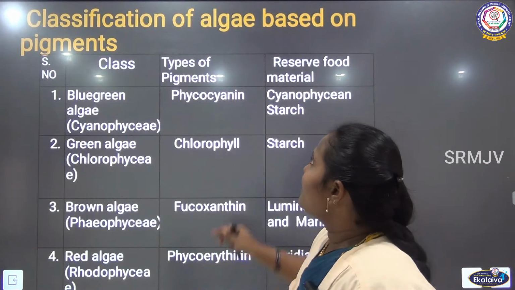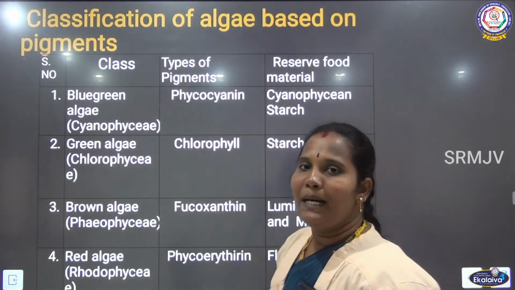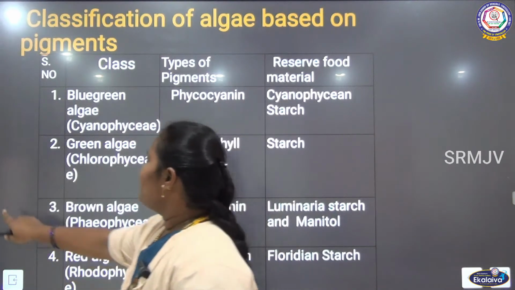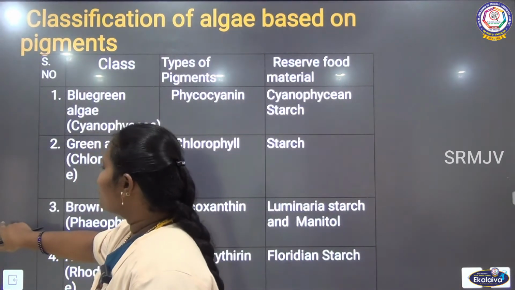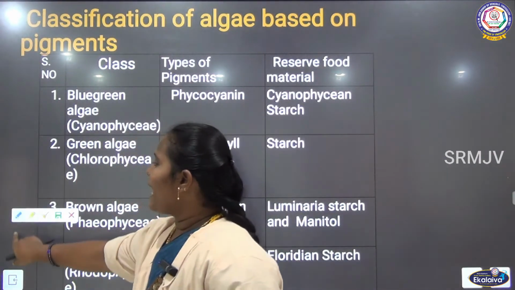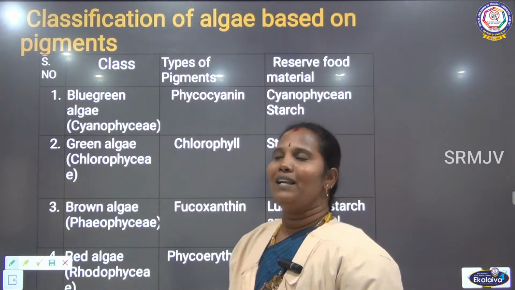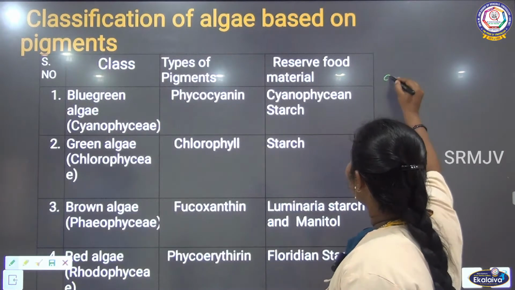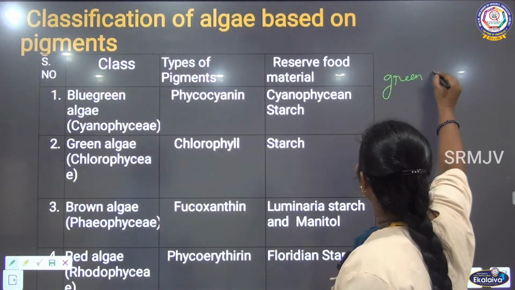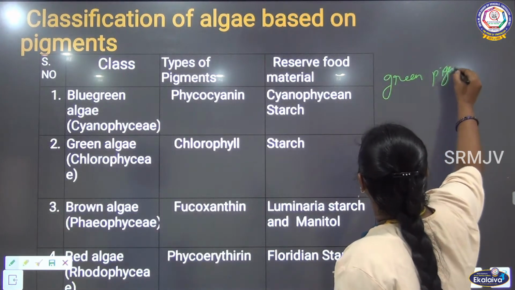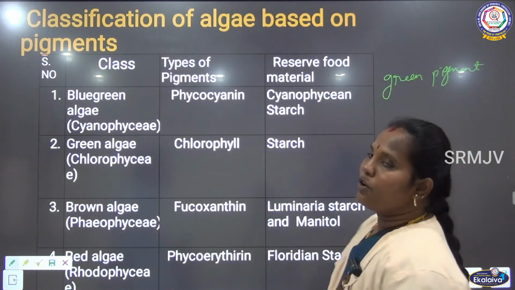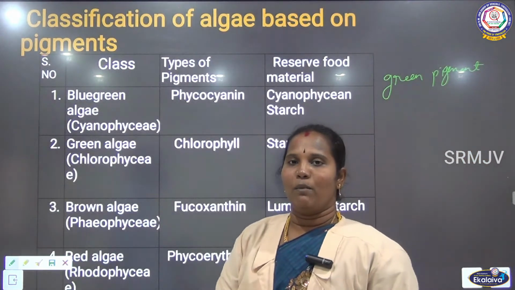Next, classification of algae based on the pigments. We know very well that algae have chlorophyll. What is chlorophyll? Actually, chlorophyll is a green pigment. We know very well about that.